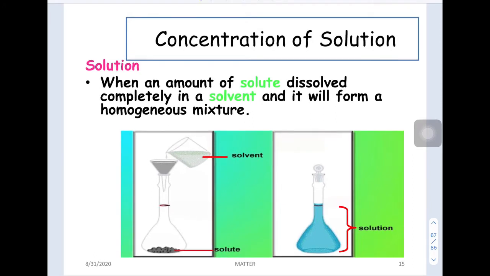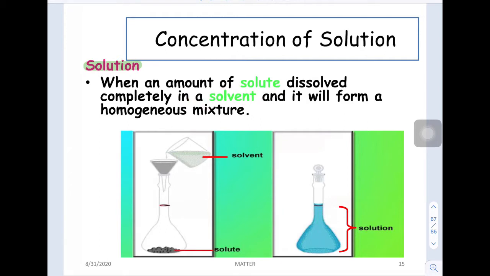Bismillahirrahmanirrahim. Next subtopic of this chapter 2, which is the concentration of the solution. Before we discuss how to determine the concentration of the solution, we have to fully understand what a solution is. A solution is actually the product when we have a solute that is dissolved completely in a solvent.